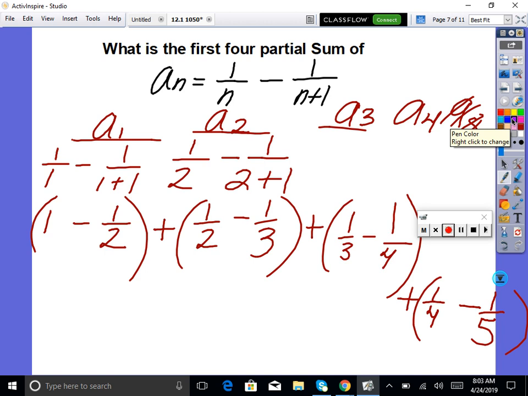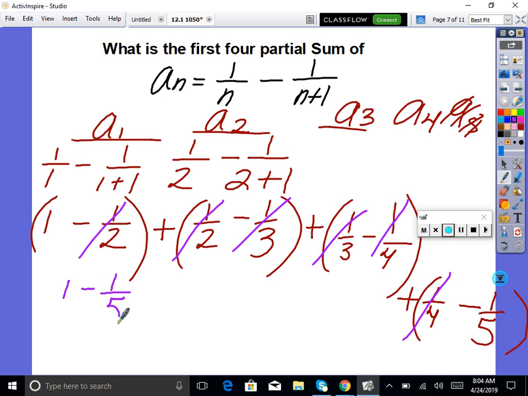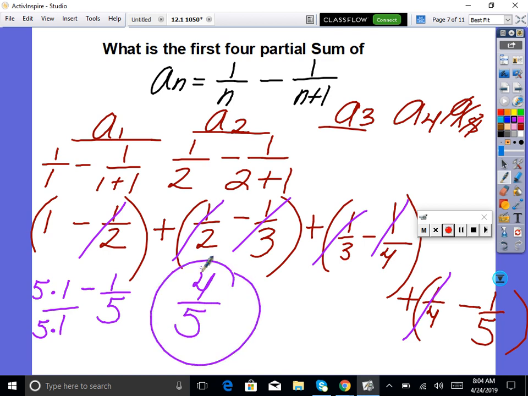Look what happens. Even though there's parentheses, it's just an addition sign in between, so we don't need to distribute anything. So don't we have a negative 1/2 plus 1/2? Don't we have a negative 1/3 plus 1/3? Negative 1/4 plus 1/4? So really, we only need to do 1 minus 1/5, don't we? So then from there, we would get a common denominator, so we times it by 5 times it by 5. So that'd be 5 minus 1 is 4. So the answer is 4/5. The sum adds up to be 4/5. Doing really good here.